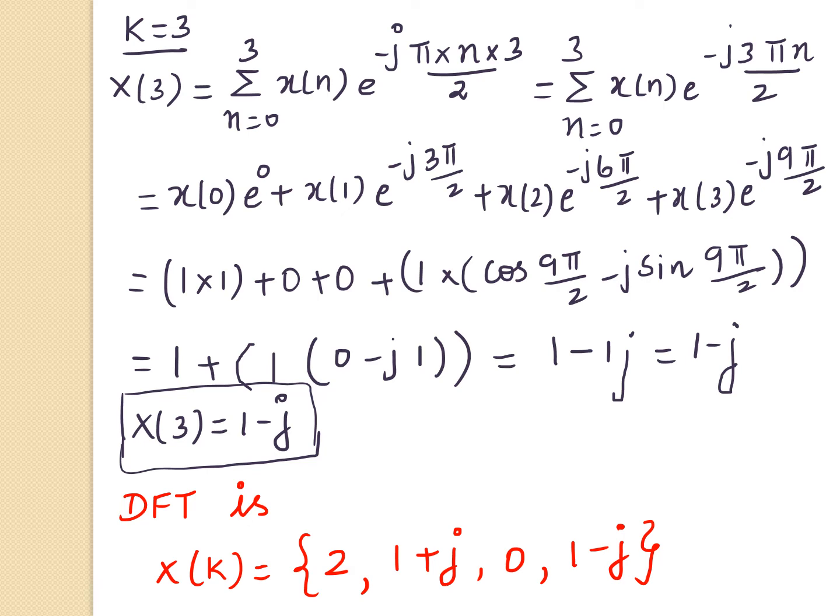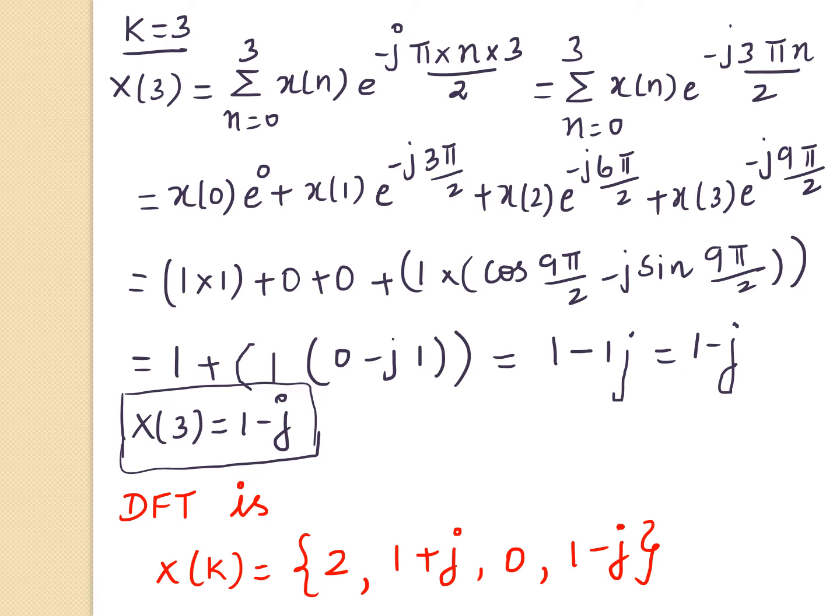So this 1 minus j. So the value is 1 minus j. So x of 3 can be written as 1 minus j. So the value of x of k is 2, 1 plus j, 0, 1 minus j. So these are the 4 elements of the DFT.